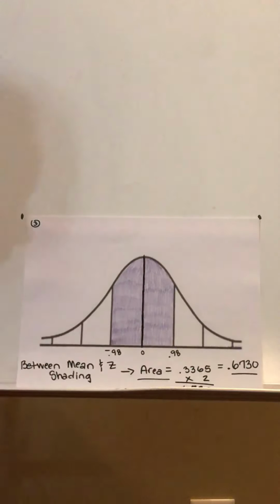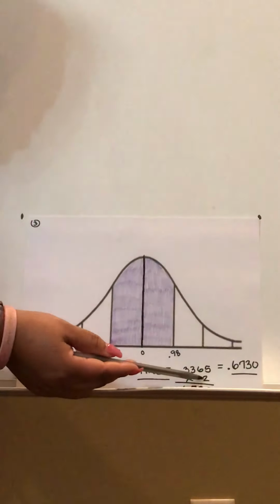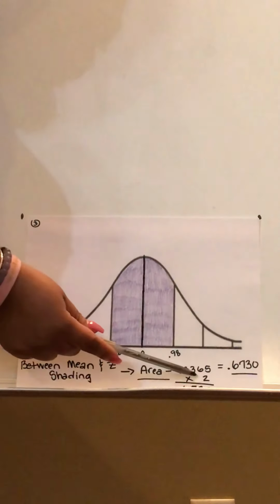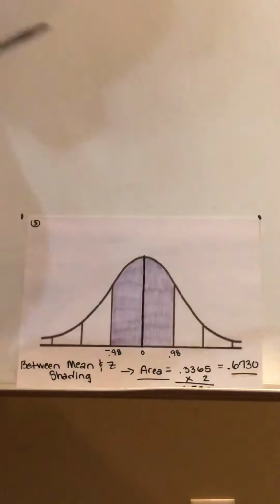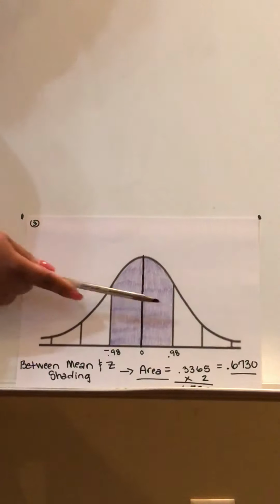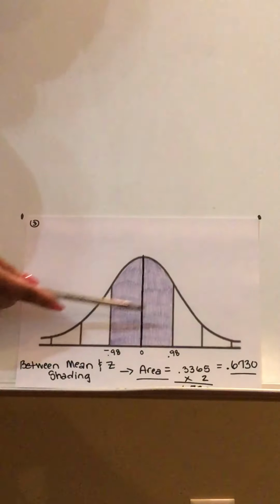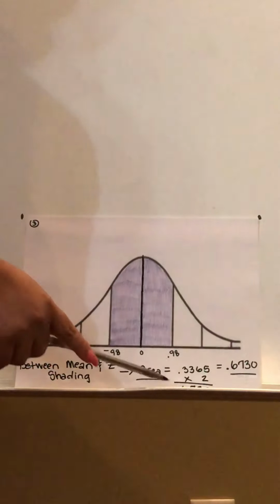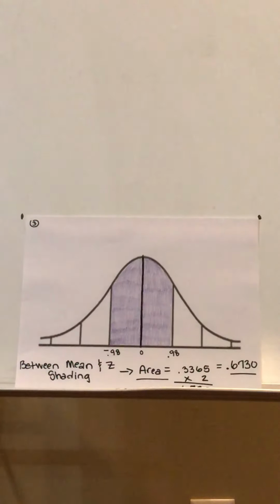So just like with the tail, you're going to multiply by 2, and you get the total to be 0.6703. I mean 30, my bad. 0.6730. So again, that 0.3365 that we got off the chart only represents one side, either one. That's actually two sides, two portions. So you're going to multiply by 2. That will give us 0.6730.